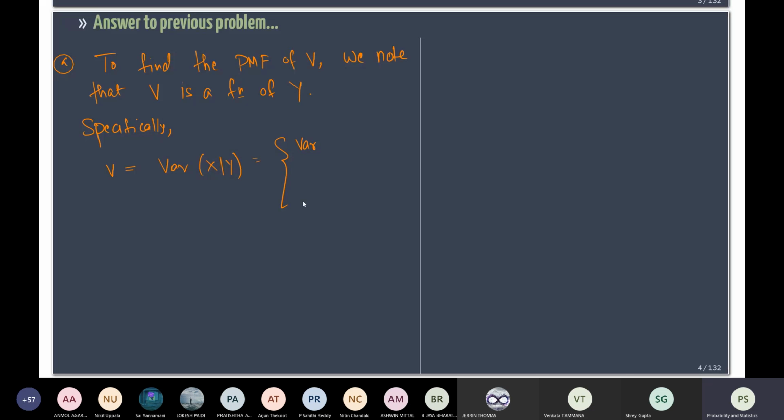So now we are finding the PMF of this variance. What are the conditions on Y? There are two conditions. Either Y equals 0, so this is the variance of x given Y equals 0, and the other condition is the variance of x given Y equals 1, that is if Y is equal to 1, obviously.